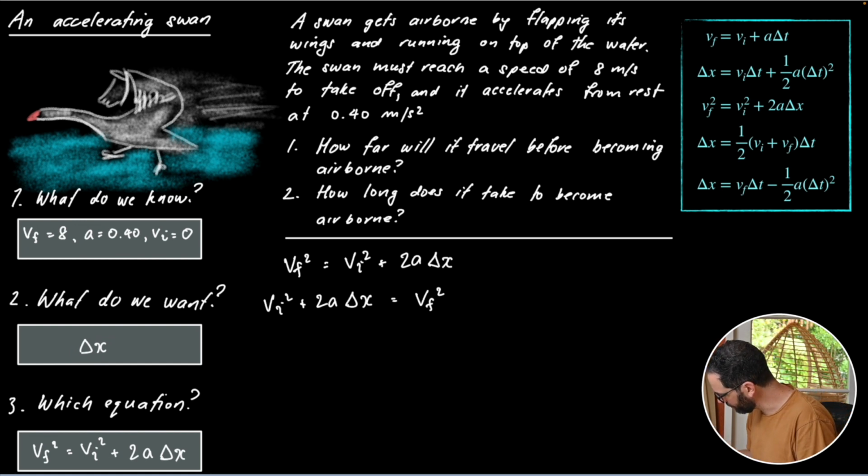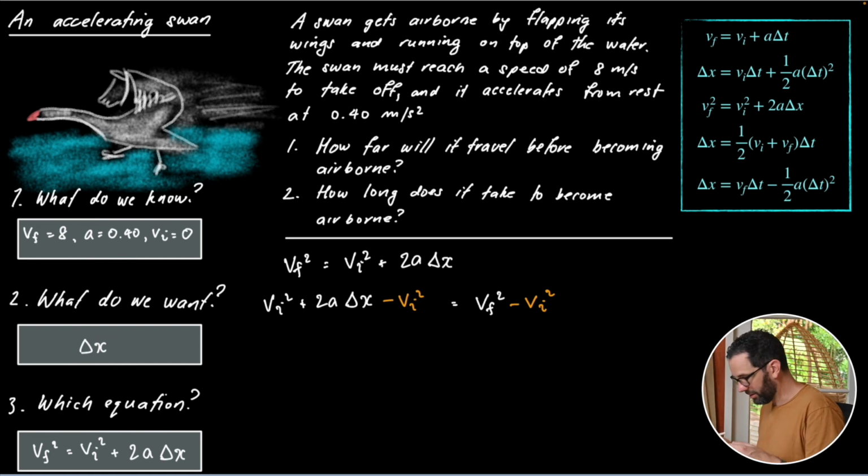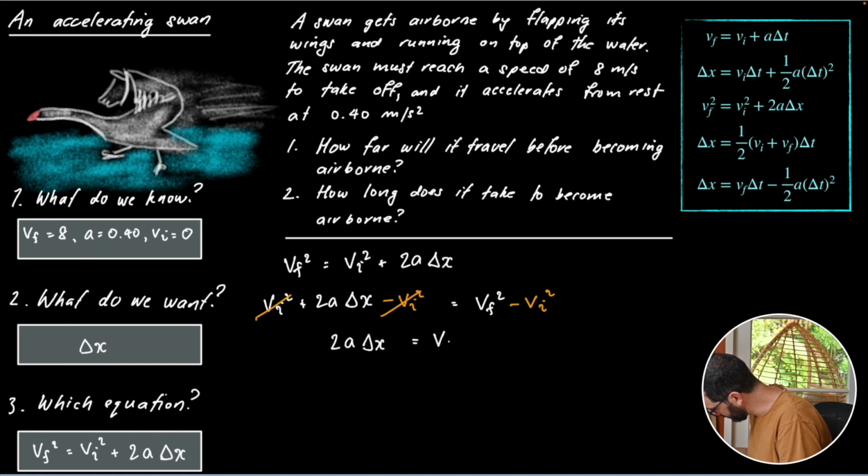So first thing I want to do is get rid of this vi squared from the left hand side, because that's in the way. So I'll subtract it off from both sides of my equation. Remember, doing the same thing to both sides. I don't have to think about it, just write down minus vi squared on both sides. Then these two will cancel off because they will just be 0. And so my new equation will be 2a delta x is equal to vf squared. So you should be producing a new equation at every step.